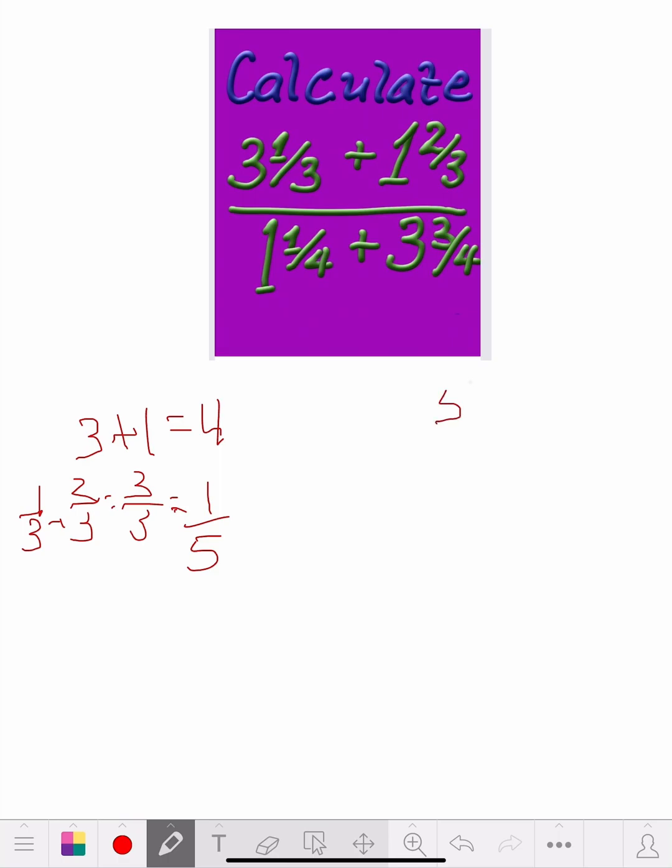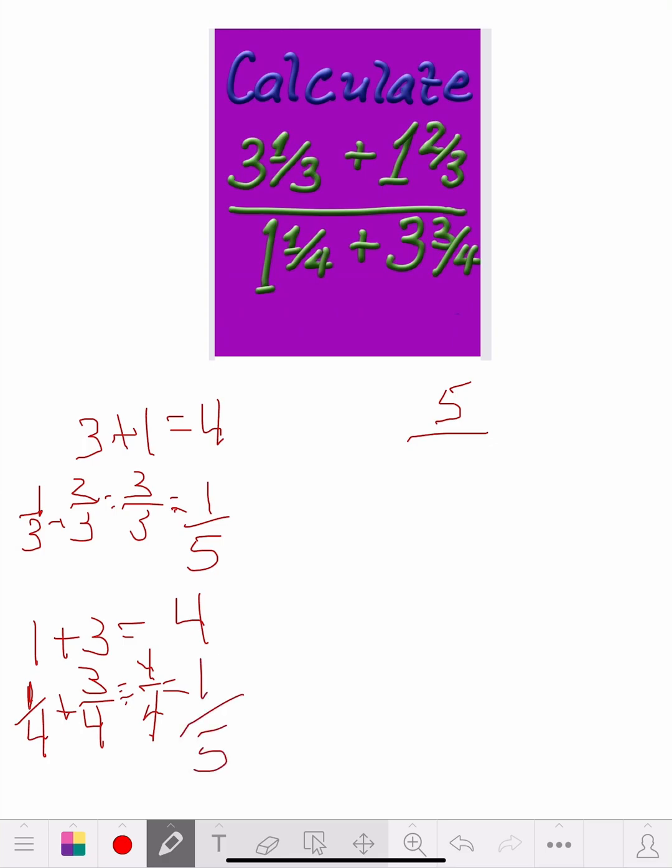Okay, 5. Now, I take the bottom one. I take the 1 plus 3 equals 4. Then I take the 1/4 plus the 3/4 equals 4/4, which equals 1. Add that to the 4 and it equals 5. So I'd have 5 over 5.